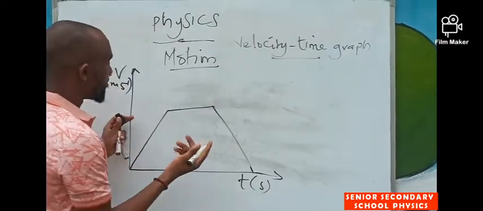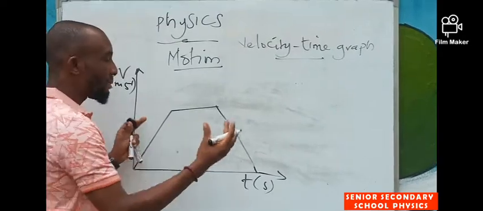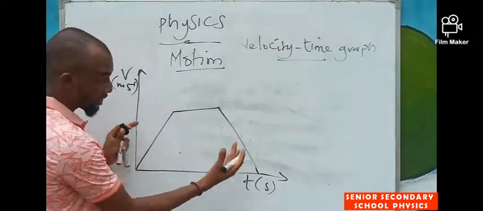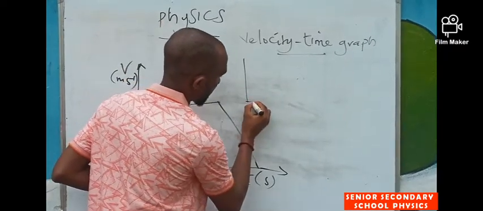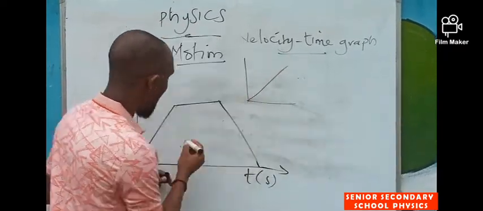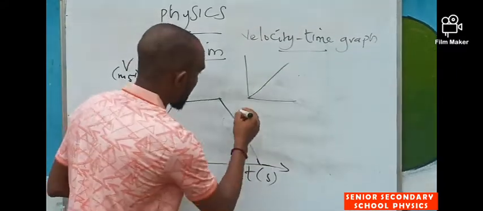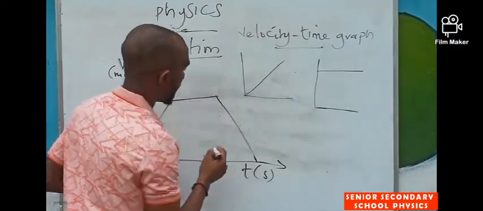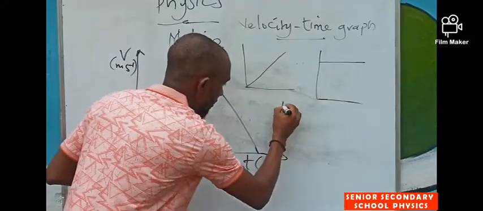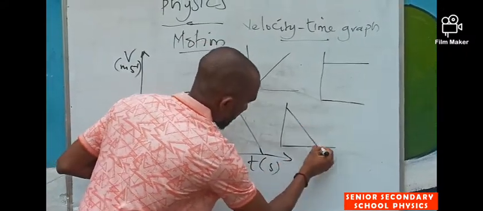Yes. Now, before I go further, there are different parts that make up this particular graph. Parts like this. You can see that the acceleration part, then this for constant velocity, then finally we have this retardation.